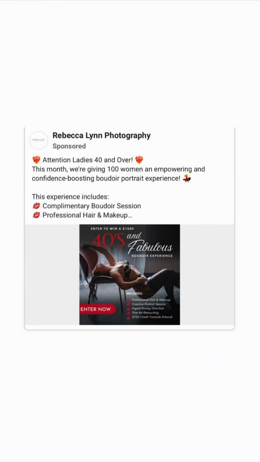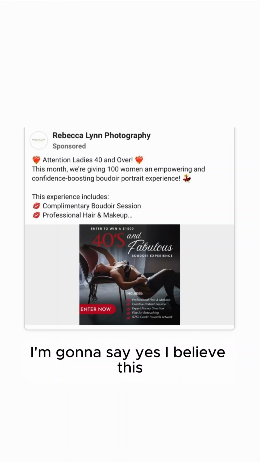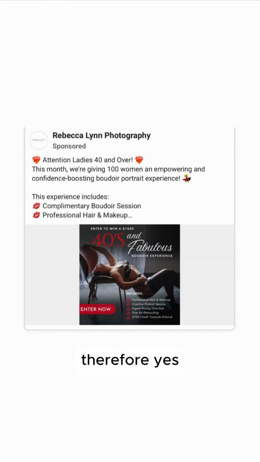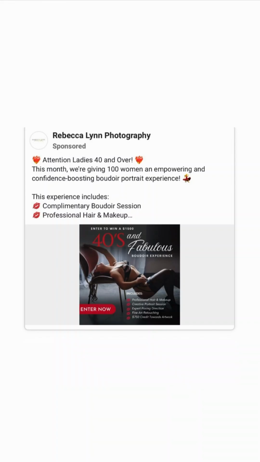So, looking at these two things that I commented on, I'm going to say yes, I believe this Boudoir Facebook ad has a unique CTR under 6%. Therefore, yes, I do believe it has BLCS, aka Boudoir low click syndrome.